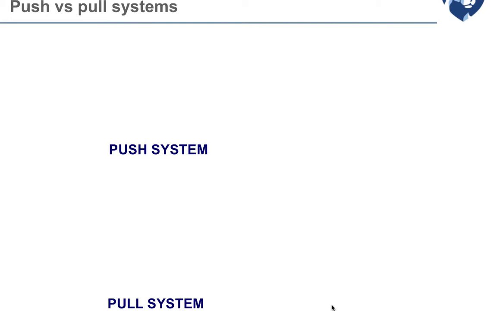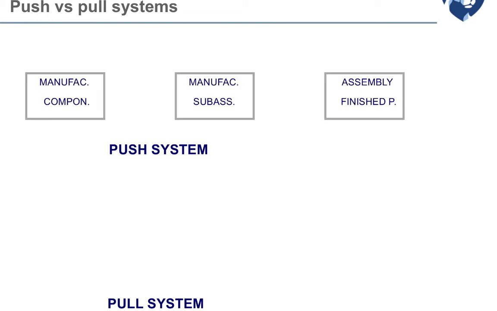Let's see this representation. Let's start from the top, push system. You have a supply chain or a production system which is made by these three stages. The first stage is manufacturing of components. The second stage is manufacturing of sub-assemblies. And finally, the assembly into the final product of components and sub-assemblies.